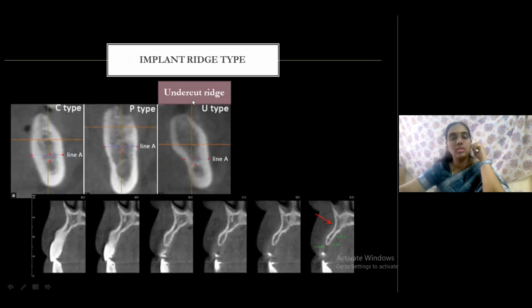And of course there are different implant ridge types. There can be an undercut ridge, or there can be a lingual concavity. Superficially everything will appear normal. For example, if you see here, there is a labial concavity, but the ridge appears normal in the occlusal surface. To differentiate the different types of ridge morphology, and to know the buccolingual width at each and every millimeter throughout the ridge, it is possible only with 3D radiology or CBCT.